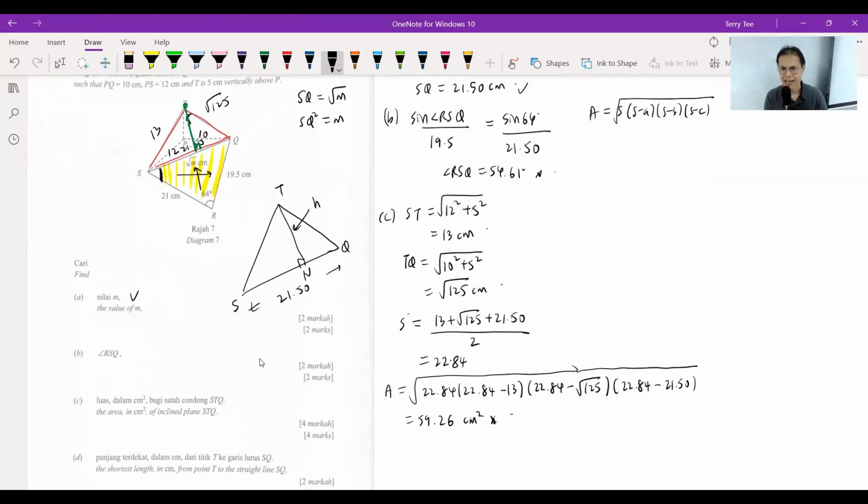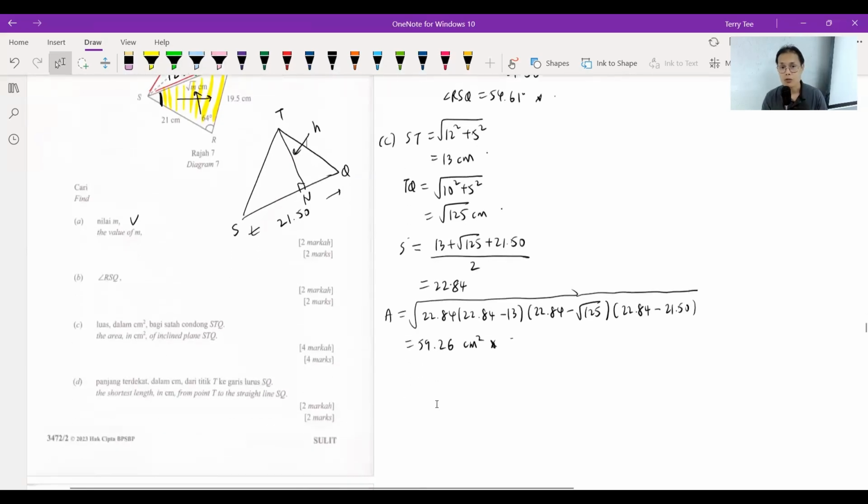Tinggi is like half times base times height. There are a few ways to find the area of a triangle. Heron's law is one, but another way is by using half times base times height. Your base is 21.50. Your height you can write as Tn. You can write H, doesn't matter. Tinggi you can write T for tinggi, and then you find H.